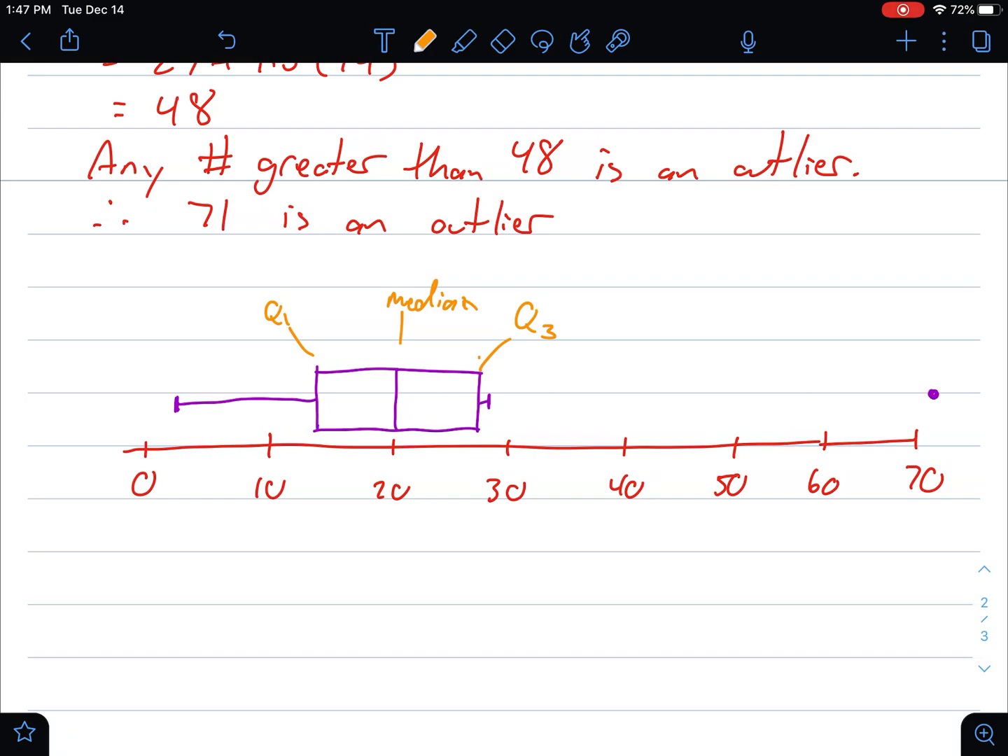Okay. So I hope this example makes some sense to you. This is how you make a box and whisker plot. There's a lot of different tools you can use to make these, but this is how you do it by hand. And hopefully this makes sense to you guys.